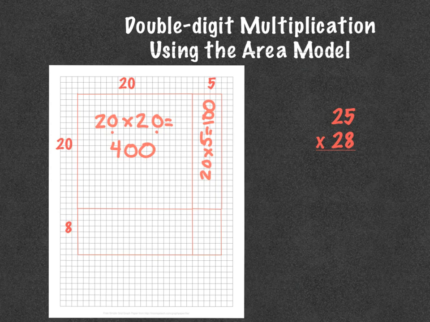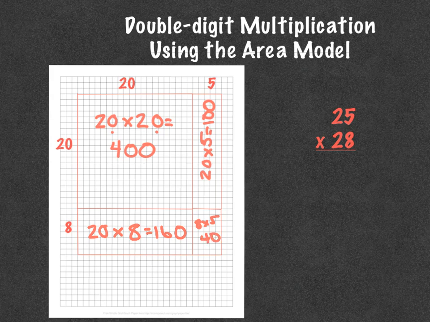And then down here, this next section, we'd have 20, right? Because it's 20 wide and 8 tall. So we would do 20 times 8. 2 times 8 is 16, and then we're going to add a 0. So we get 160. And then this very last one, we would have 5 this way, right? And then 8 this way. So it would be 8 times 5, which would equal 40.